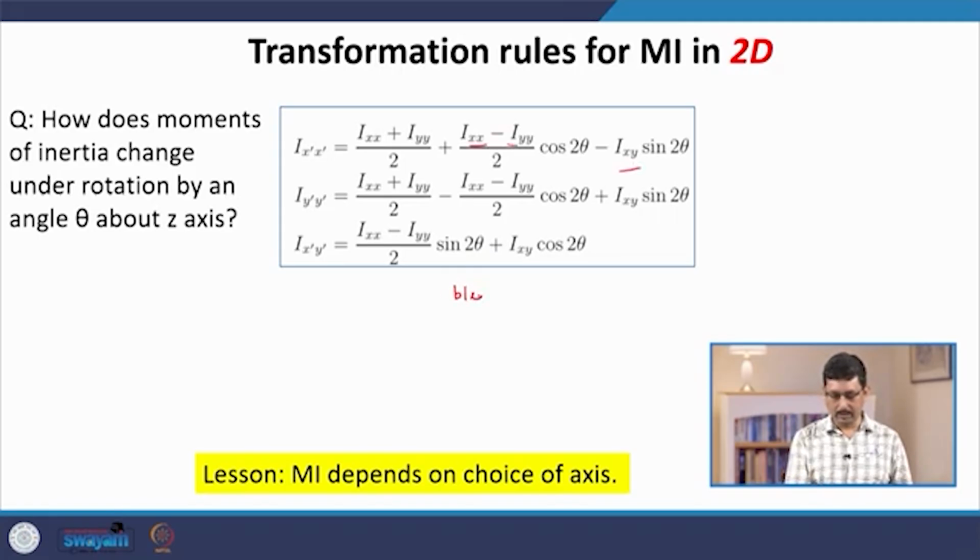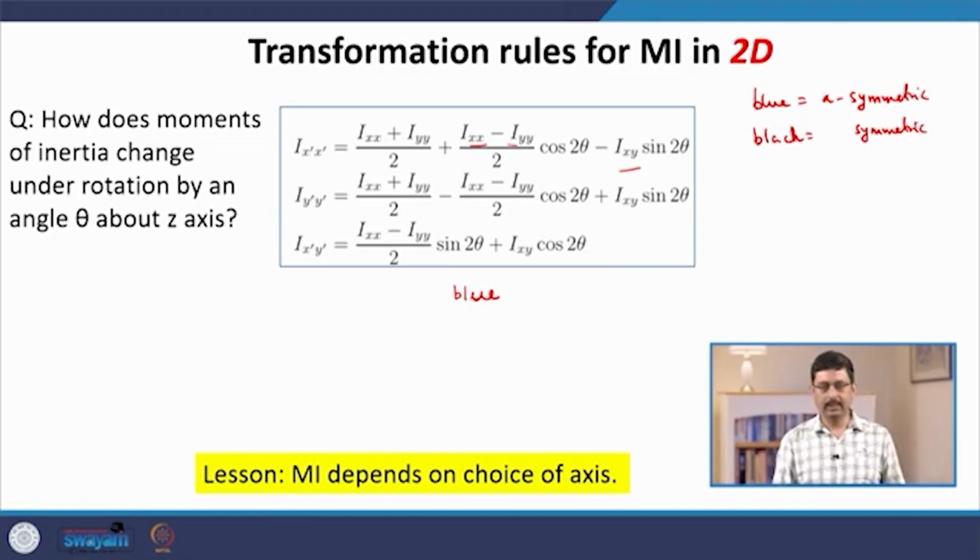in the blue axis, which is asymmetric, and the black axis is symmetric, then we can calculate the components in the black axis by using this particular formula. So, here is our first lesson: even if we have the same object and the same origin, the moment of inertia is not unique. This is something you should remember, it depends on our choice of the axis or choice of the reference frame.